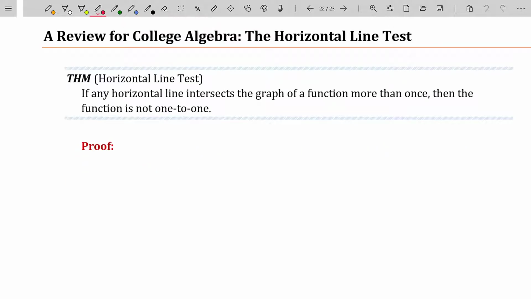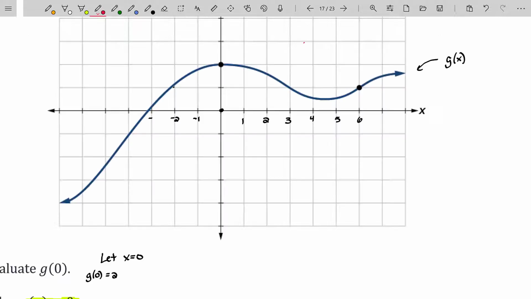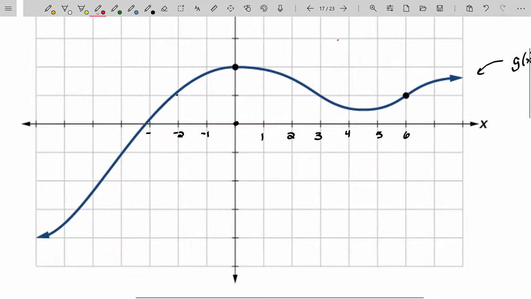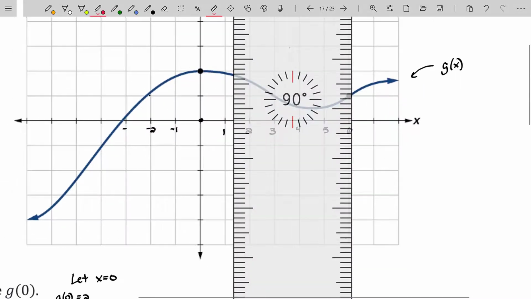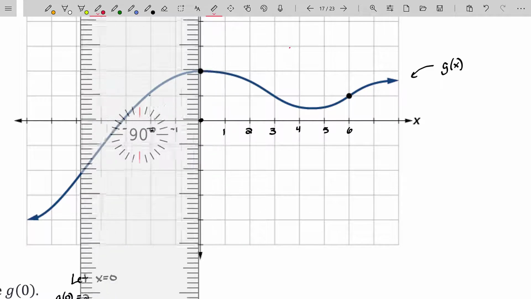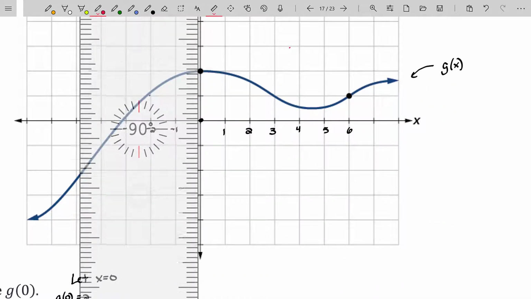Rather than just prove this immediately, let's take an example. Is the function from example 3.1, number 6, one-to-one, why or why not? Well, let's go find that. So here's the function in question, and we're being asked, is it one-to-one? In the previous video, we learned that it was a function because it passed the vertical line test. Anywhere I put a vertical line, it would only hit the curve at most once, so it is a function.